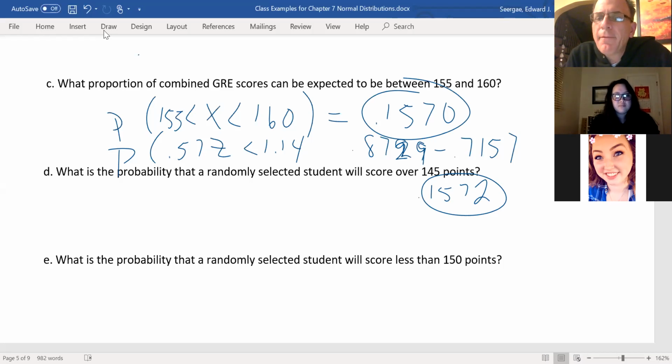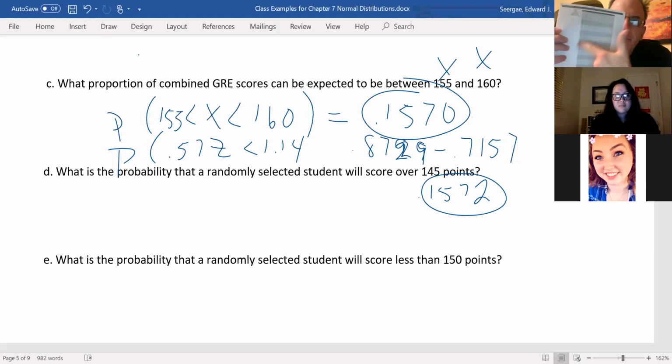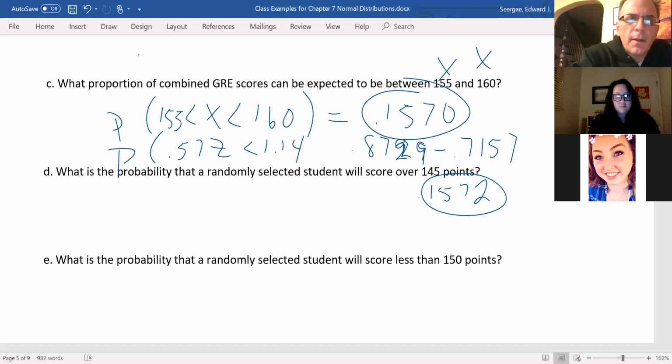So if you do not have access to StatCrunch, but you have the table, you can always find any of these areas by just simply converting all of your raw scores, taking all your X's and changing them to Z's. Once you change them to Z's, you've changed everything to a standard curve, and there's always one set of proportions for your standard curves, and that's in table 5 of your book, okay? So how do we find the probability that a randomly selected student will score over 145? But by now you probably know we're going to start with this, greater than or equal to 145.